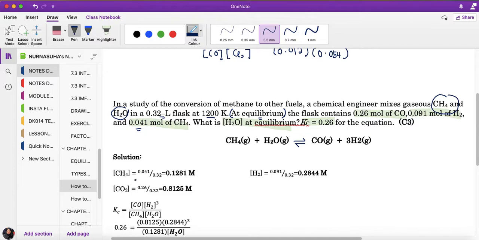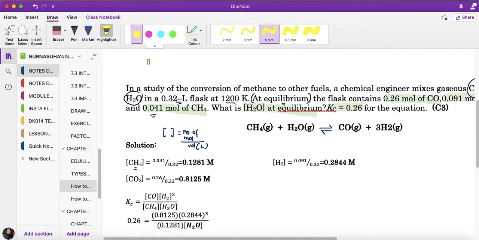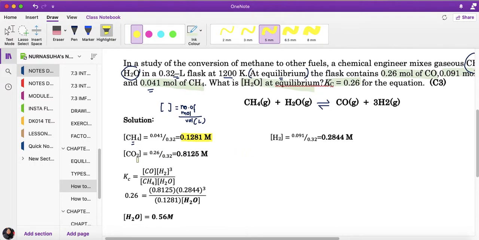So mulakan dengan spesies methane dulu, CH4. So mole yang dia bagi 0.041 bahagi dengan volume. So volume must be in liter. Ingat balik, kita belajar before this, molarity equals to number of mole divide by volume in liter. So volume mesti liter. So now, press your calculator. So you should get 0.1281 molar. So do the same thing for CO and H2. So you should get these three value.